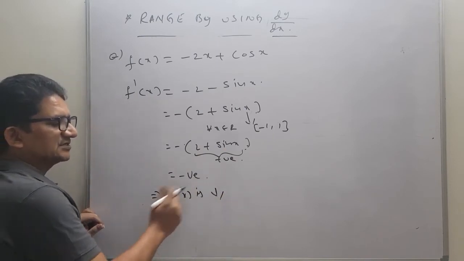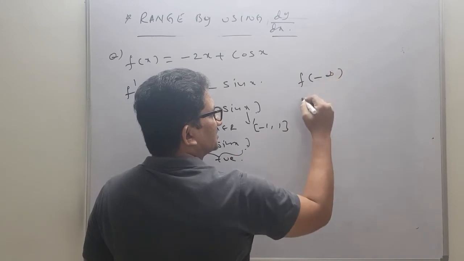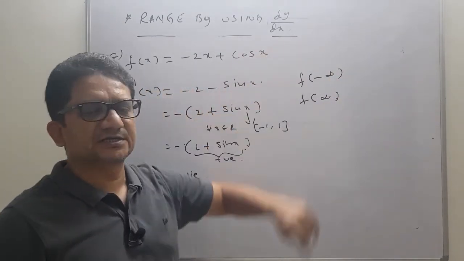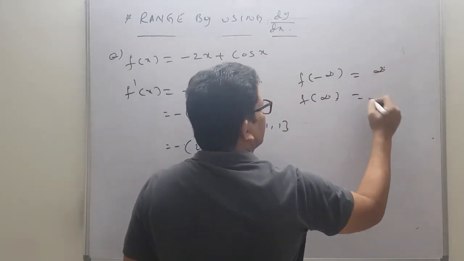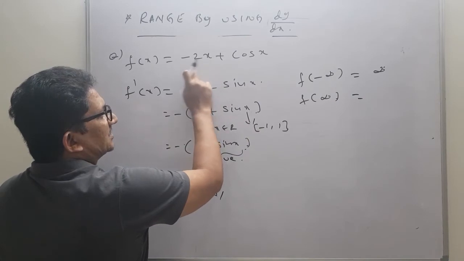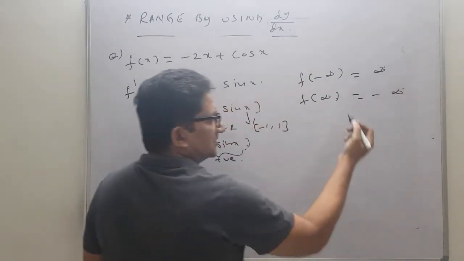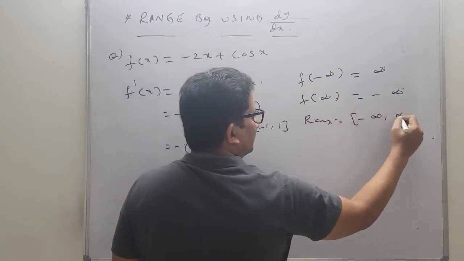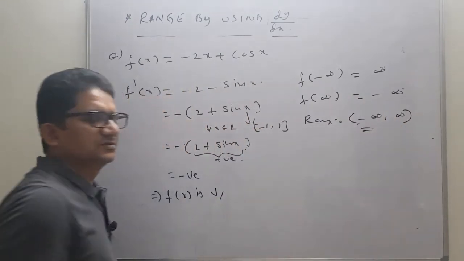When f of x is decreasing, then we need to calculate f of minus infinity and f of infinity, because x belongs to R only here. So f of minus infinity, if you do, what will we get? Infinity, because minus minus gives plus. And f of infinity will give minus infinity. So the range is minus infinity comma infinity, open interval. This is your solution.